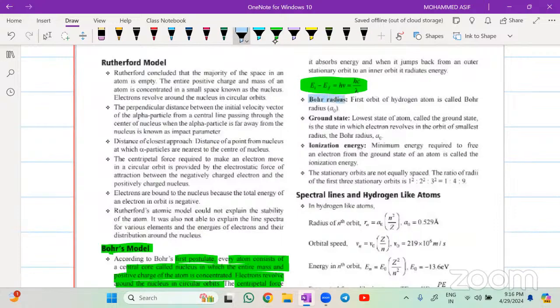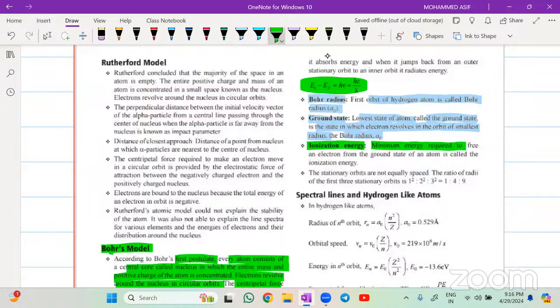Next one is about Bohr's radius. The first orbit of the hydrogen atom is called Bohr's radius, given by a naught or r naught. Ground state, the lowest energy state of the atom, is the state in which the electron revolves in the orbit of smallest radius. Okay, ionization energy. This is very important, beta.